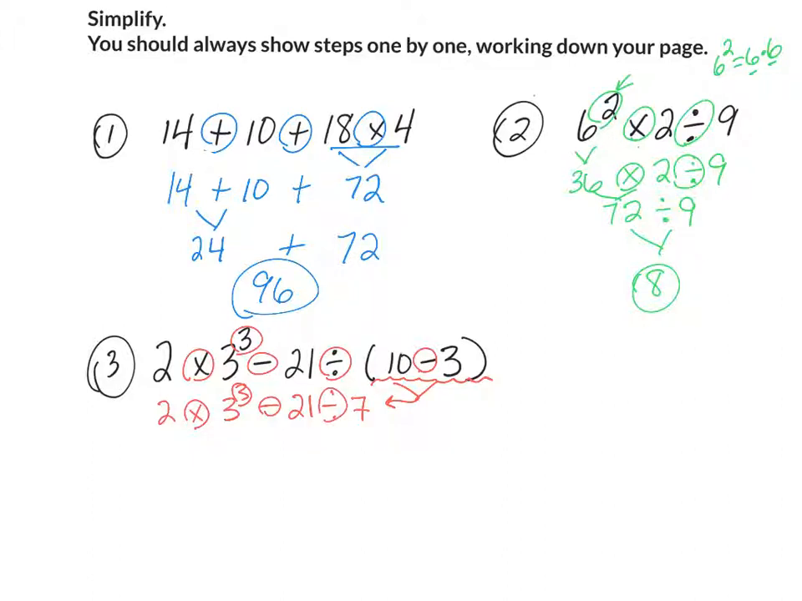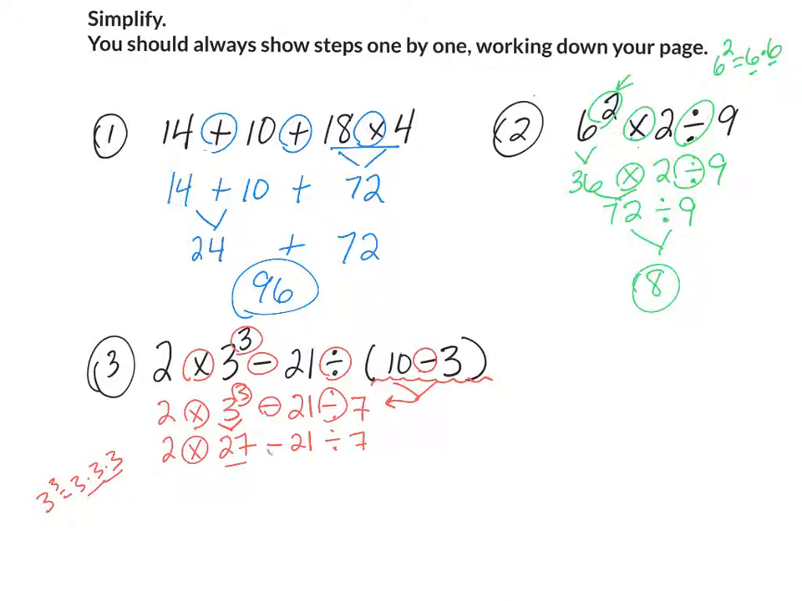I need to simplify next, according to my order of operations, my exponents. My 2 stays the same. 3 to the third power, again, is equal to 3 times 3 times 3. 3 times 3 is 9, times 3 more is 27. I bring down my minus 21, I bring down my divided by 7. All I've simplified is my exponent, so that's what I rewrite as 27. Everything else stays the same in my expression.